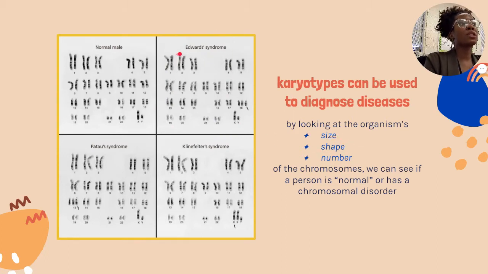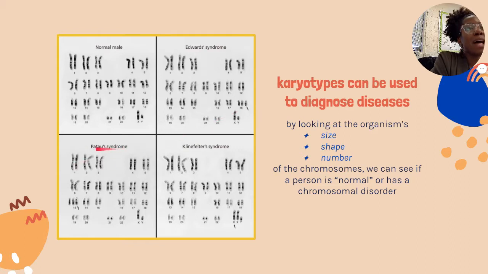For example, with Edwards syndrome, all of the chromosomes are normal except for the ones at place 18. Normally we're supposed to have two, right? We get one chromosome from mom and one from dad. But because of a non-disjunction event in meiosis, they ended up with an extra chromosome because they failed to separate fully. That happens sometimes. This person has Edwards syndrome.